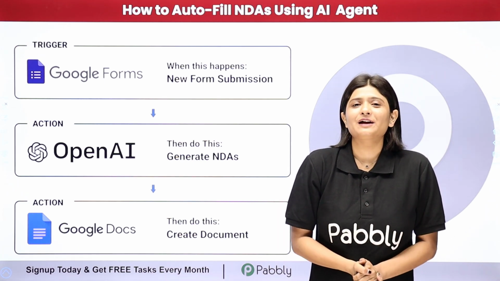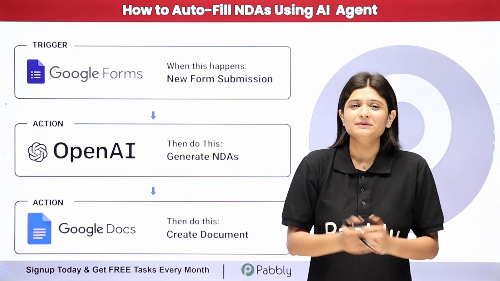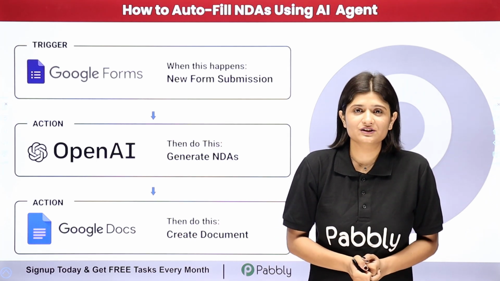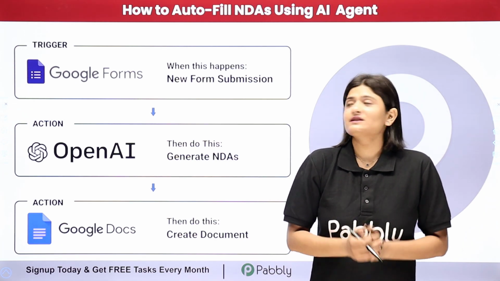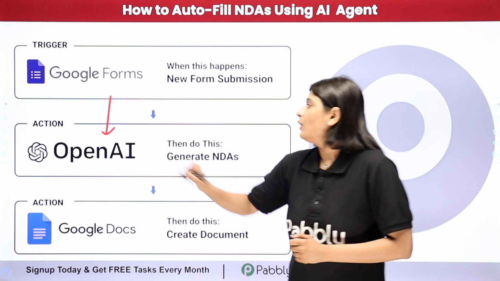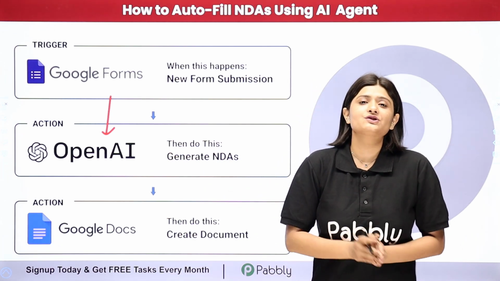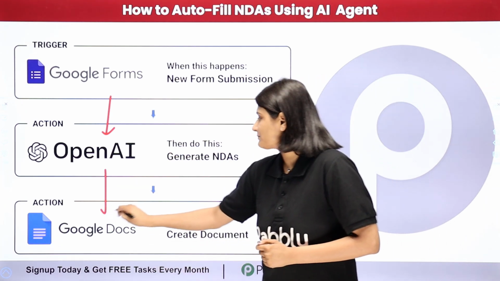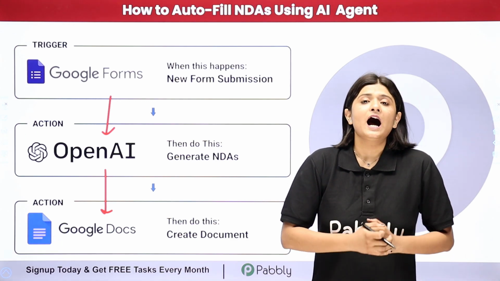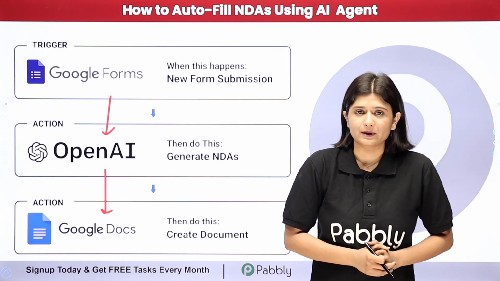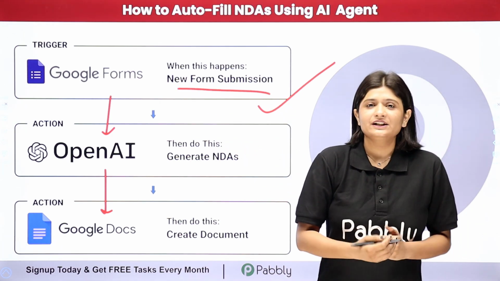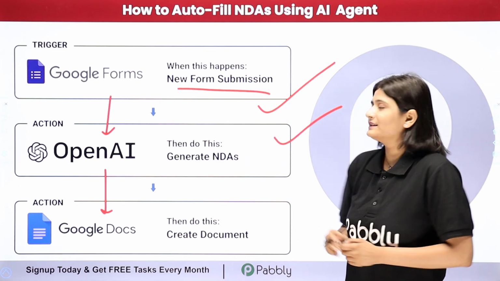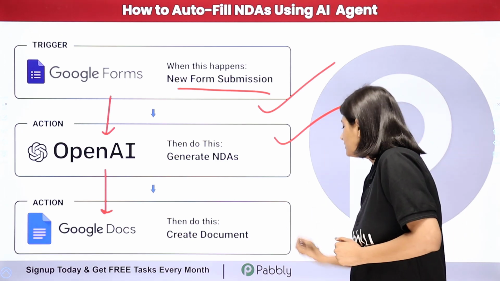And to do this automation, I'm going to use Pabbly Connect. So Pabbly Connect is an amazing automation and integration software which requires no coding or programming skills. Here I just need to build connection between Google Forms, OpenAI. Here I am going to take my AI agent as OpenAI and then Google Docs. With the help of Pabbly Connect, I am going to build this connection in such a way that whenever there is a new form submission, the NDA is automatically generated with the help of OpenAI, and then I am going to create a document in my Google Docs.